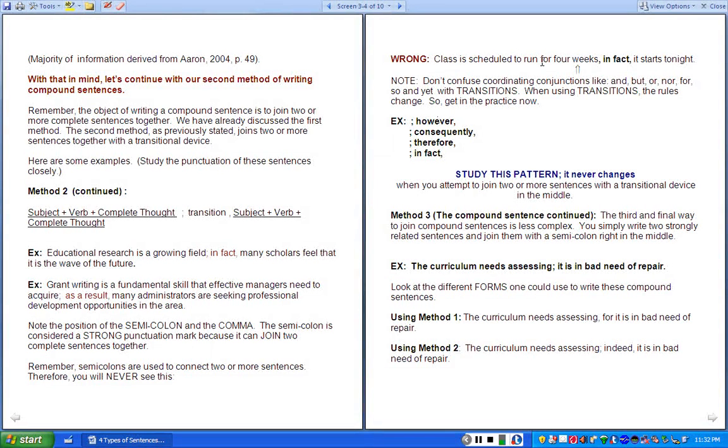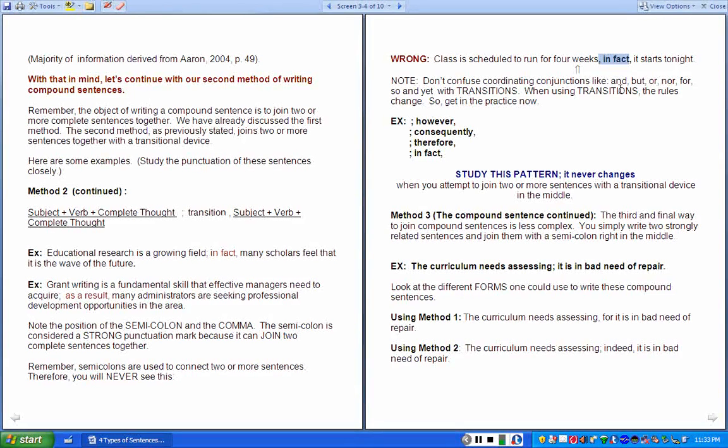Class is scheduled to run for 4 weeks, in fact, it starts tonight. Take a look. It looks like this sentence is perfectly fine, except because you see the transition in the middle. But if you notice the punctuation to the left, what's that? That's a comma. You can't use a comma in this situation. This is not a coordinating conjunction. Remember, commas work with coordinating conjunctions, not transitions.